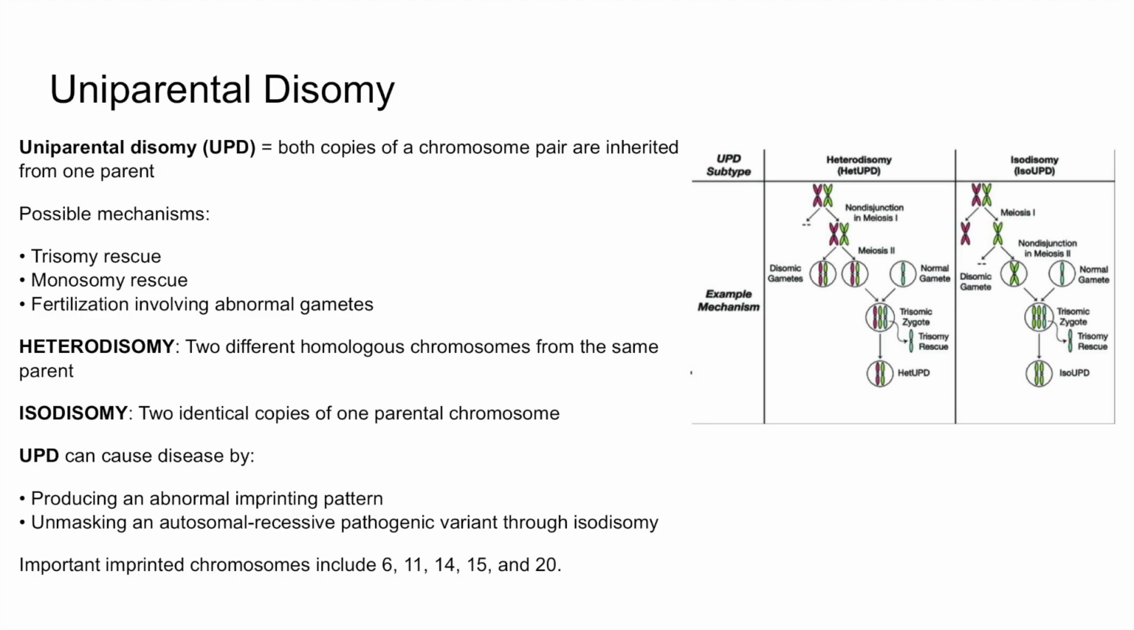First, it can create an abnormal parent-specific imprinting pattern. And second, isodisomy may make a recessive pathogenic variant homozygous, even if only one parent carries it.